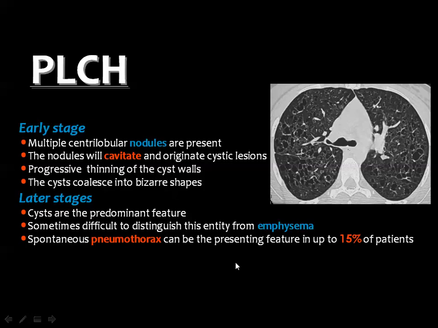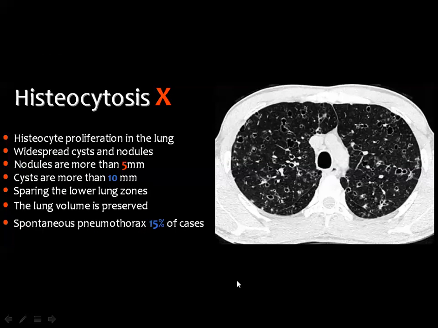Then you get finally complete destruction of the lung and fibrosis, at a stage that sometimes it's difficult to differentiate from emphysema. Of course, any of the cystic lesions in the lung may rupture and result in spontaneous pneumothorax. The incidence here is about 15% of the cases. And I can say that this is a classic appearance of histiocytosis in the lung.